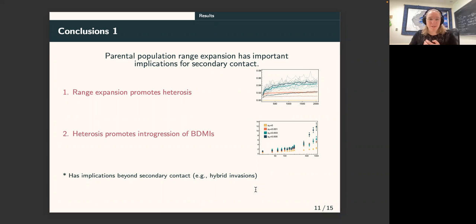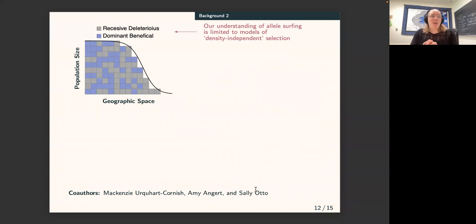But while we were simulating these, we noticed something weird about allele surfing and the accumulation of expansion load, which the next project is going to dig into. So our understanding of allele surfing and the accumulation of expansion load is currently limited in its scope to understanding the accumulation of density independent selection. So alleles where the strength of selection doesn't depend on the population density.